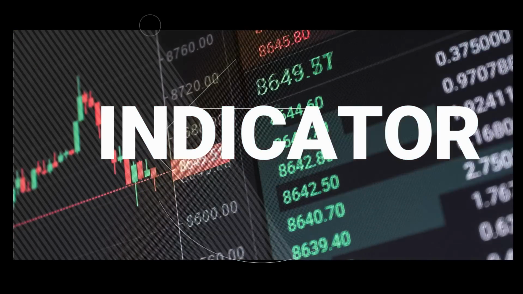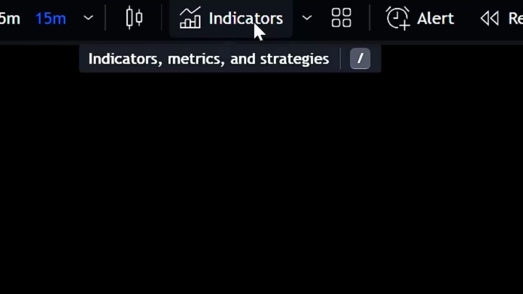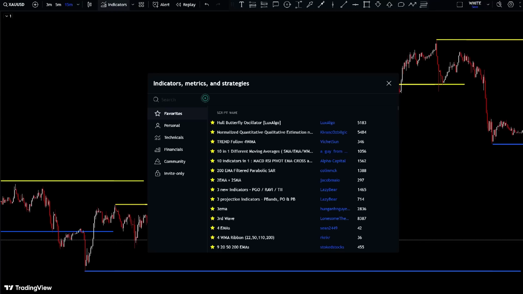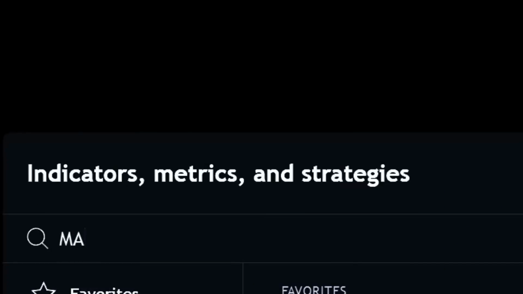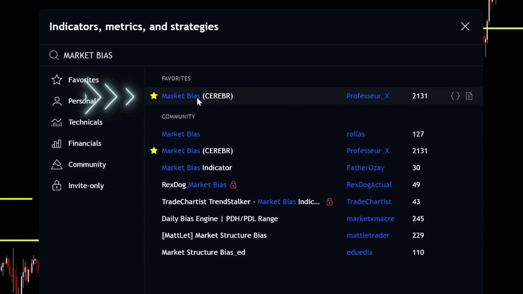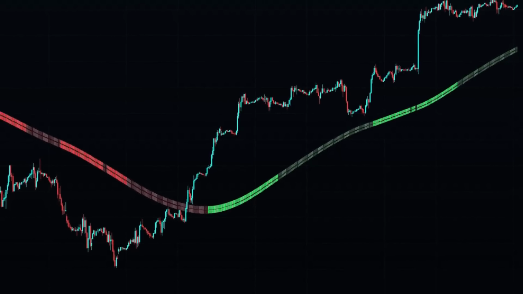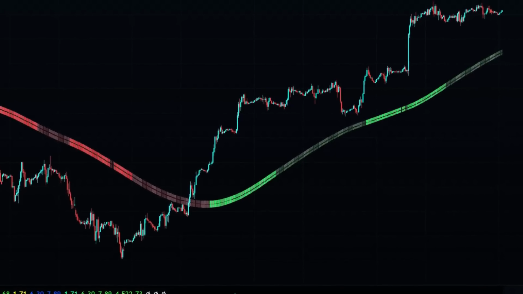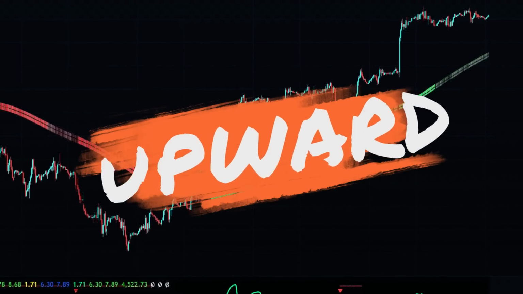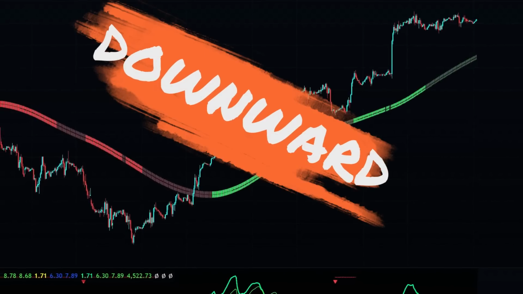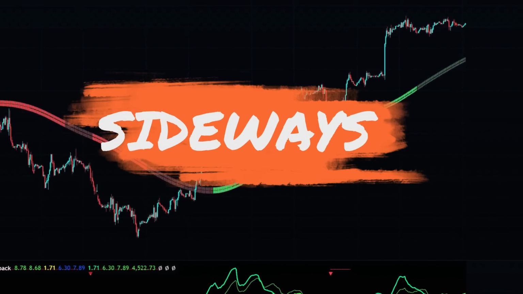But since we're keeping things beginner friendly, I'm going to show you a nifty little indicator that makes it a breeze. Head back to the indicator section, you know the drill, and search for market bias. There are a few out there, but the one we're after is by someone called Professor_X. Once you've found it, give it a click and voila, it will be added to your chart. Now, this market bias indicator is going to give us a clear signal of whether the market is generally trending upward, downward, or just kind of bouncing around sideways like a ping-pong ball.